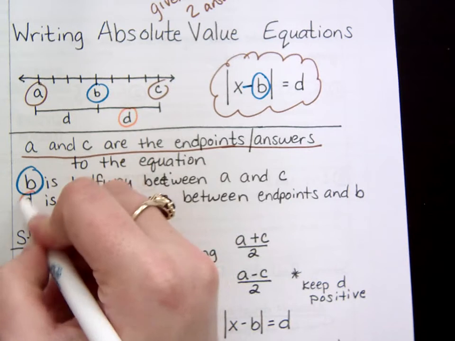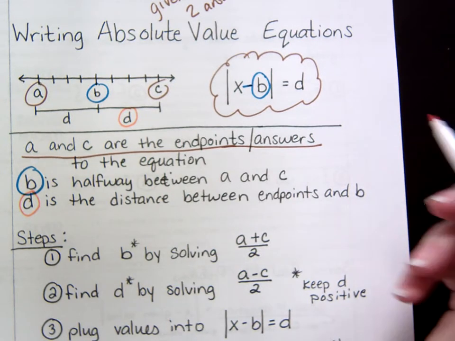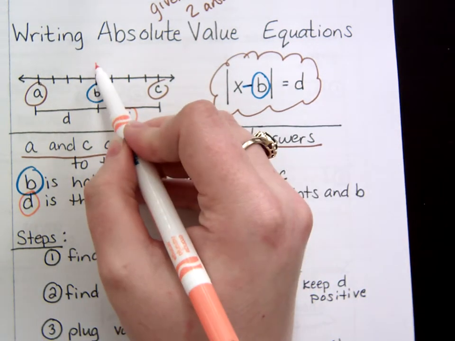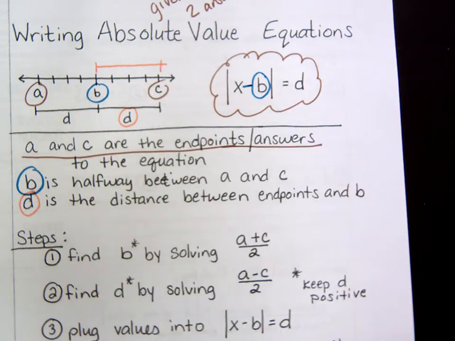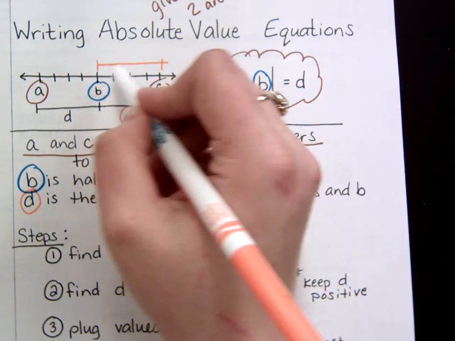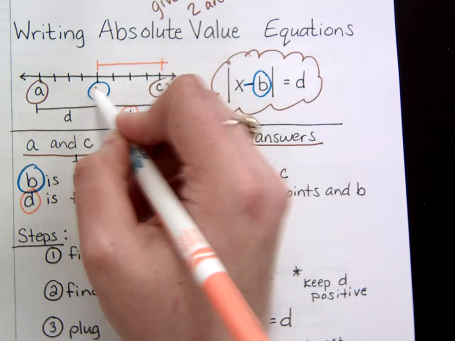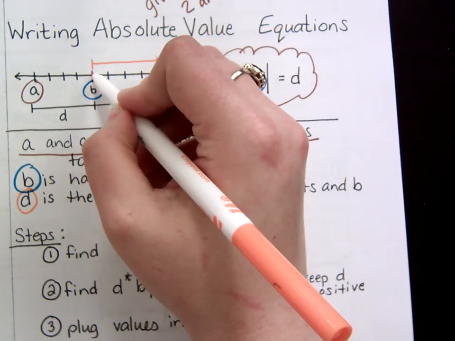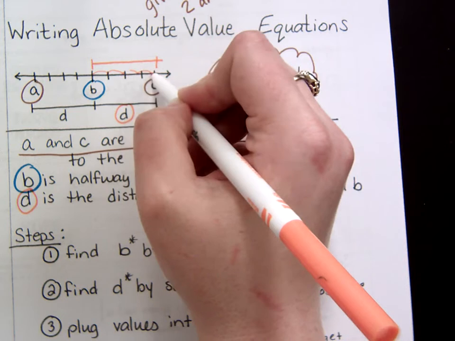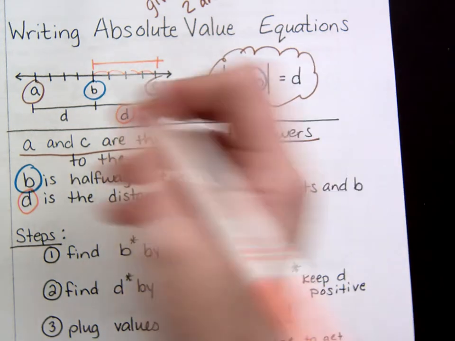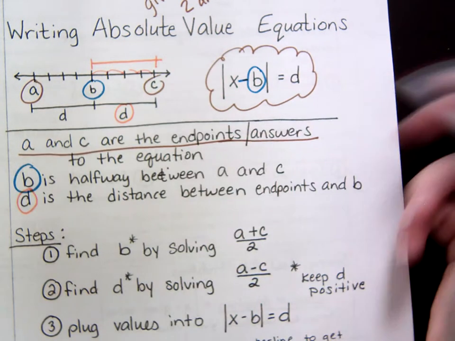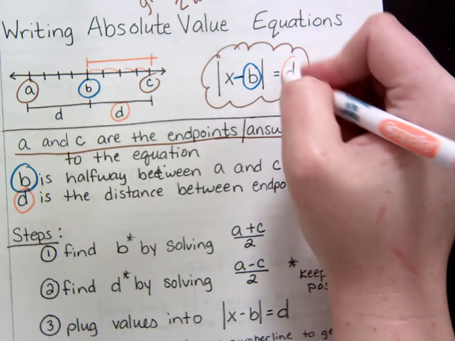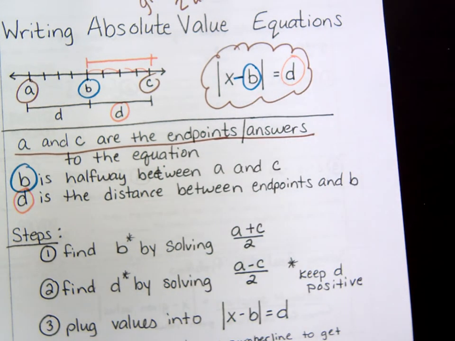D is the distance between your midpoint and one of your endpoints. So you can go from middle to the right one or middle to the left one. It doesn't matter because it is equal. So in this case, 1, 2, 3, 4, that's how many spaces apart it is. It's still 1, 2, 3, 4 on the other side. So that's what goes over here.